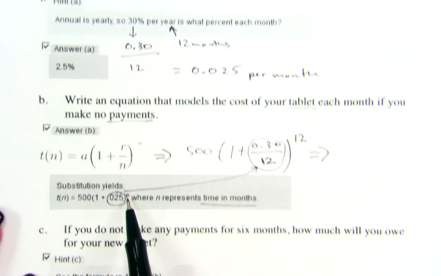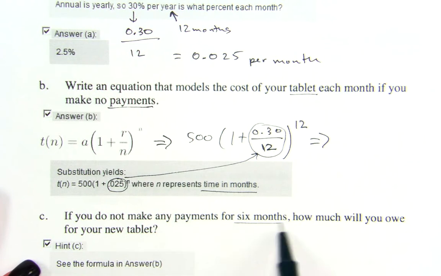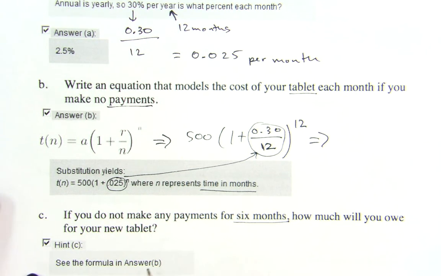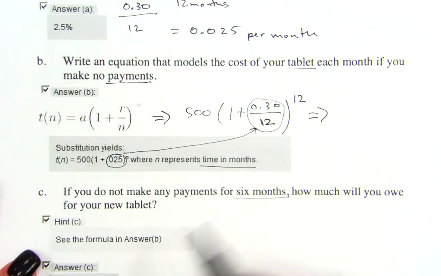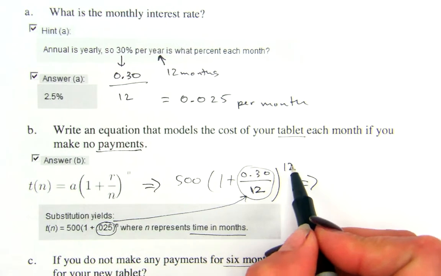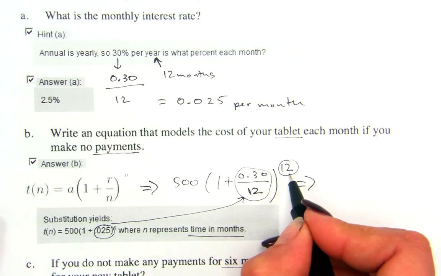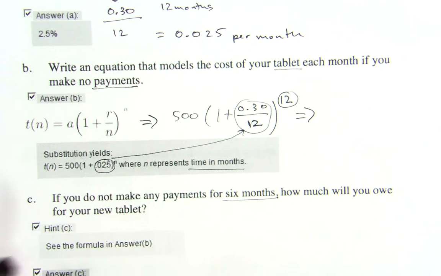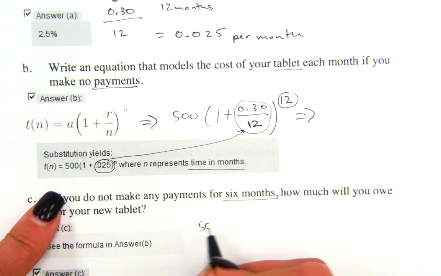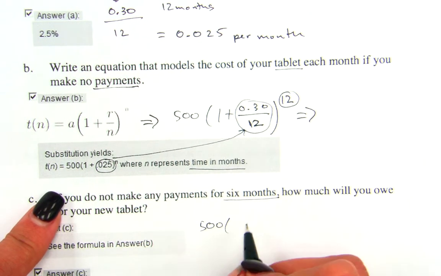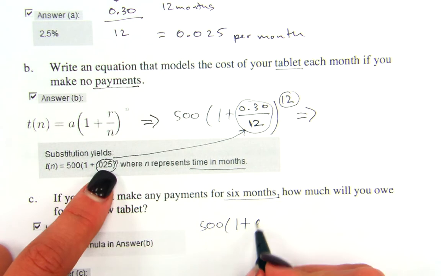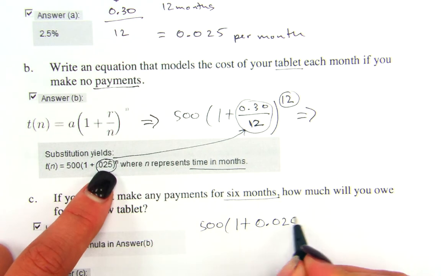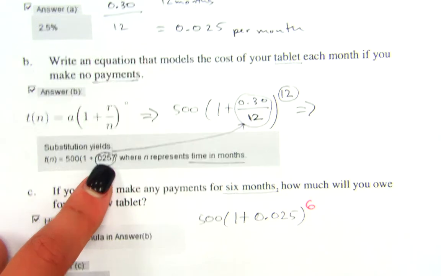So here's your equation. Okay, if you do not make payments for 6 months, how much will you owe on your new tablet? See the formula for part B. So this portion up here is what we're going to substitute. So let's say we want to know after 6 months. So instead of 12 months, we're going to substitute in 6 months and see what happens. So we're going to have the same equation. 500 is what we originally paid for the tablet. 1 plus, and I'm going to take the shortcut, 0.025. And then we want to know at 6 months, how much is this going to be?